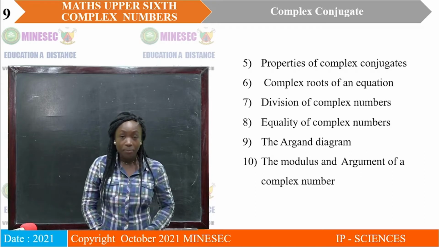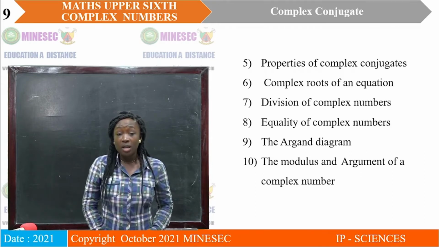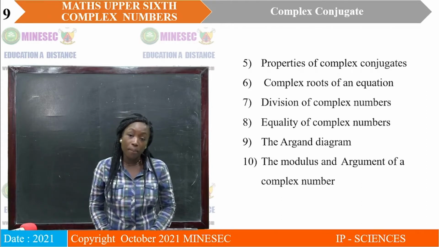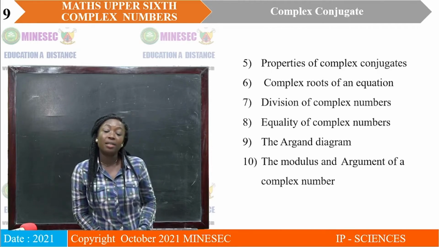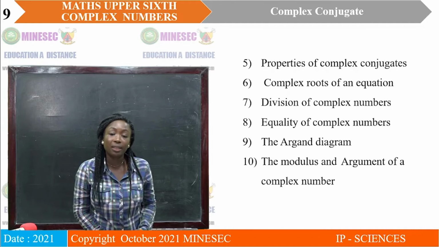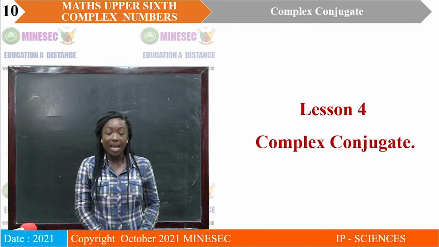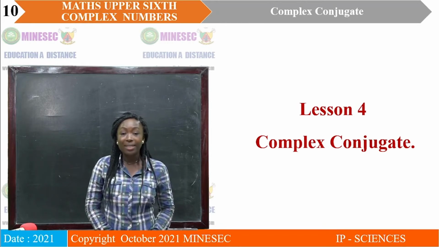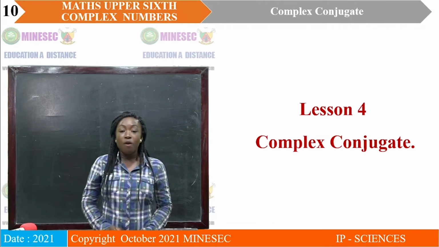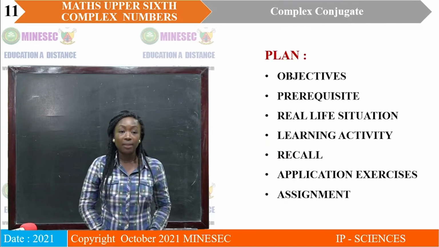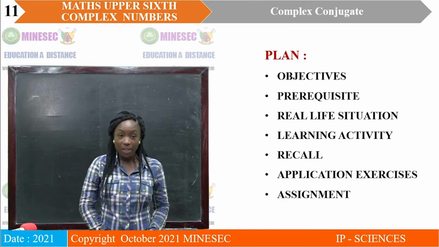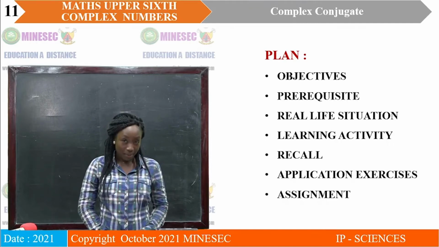As I said, these are the first 10 lessons under this subtopic because we have 22 of them. And subsequently, we are going to look at the next 12 lessons to be treated. So as I earlier mentioned, we are today looking at complex conjugate. For this lesson, we have as plan: objectives, prerequisite, real life situation, learning activity, recall, application exercise, and the assignment.